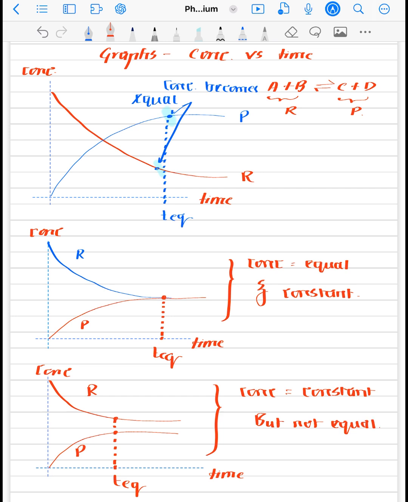So this is the first set of graphs, which is the concentration versus time. Once we head on to the next type of graph, that is going to be the rate versus time graph. So let's have the rate on one of the axes. So let's have the rates over here, right, and the time on the other.